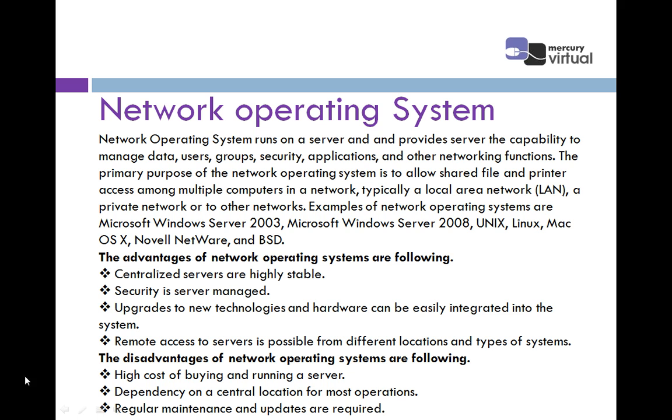We share the network. That is known as network operating system. Right. The main advantages of network operating system are, first, centralized servers are highly stable. Means there is a centralized server, only one server, and that is highly stable. Means we can rely on the central server. That computer is correct and we can trust it and use that system on a long-term basis.